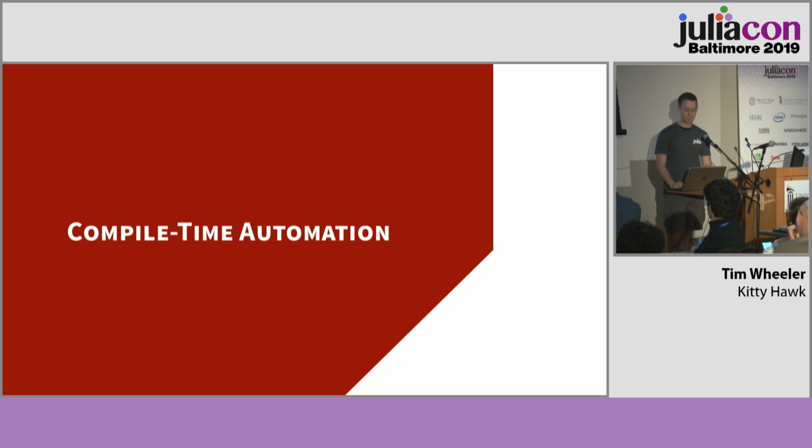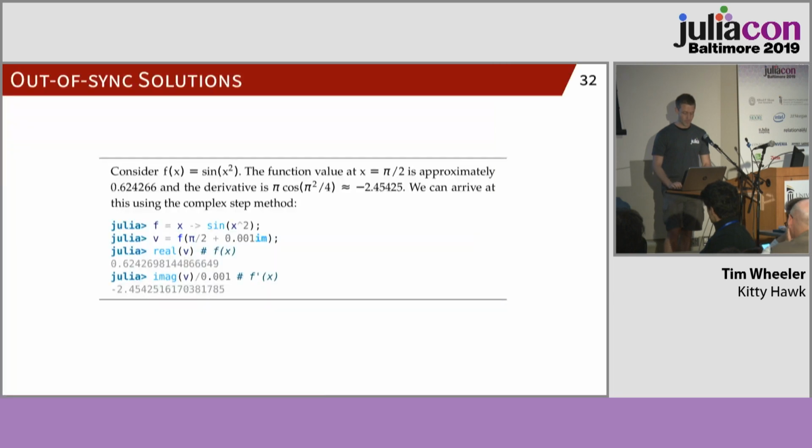Compile time automation. So I don't want to have to generate any figures by hand separately from hitting compile. Moreover, books often have examples. And so here's an example of an example from the book. So we have f of x equals sine of x squared. We evaluate f of x at pi over 2 and get a value. The derivative is this, and then we run some Julia console stuff.